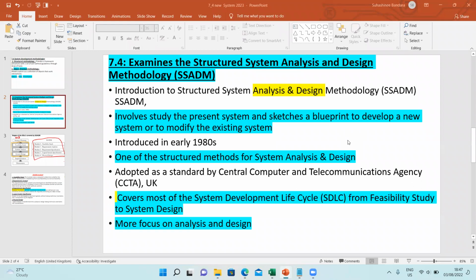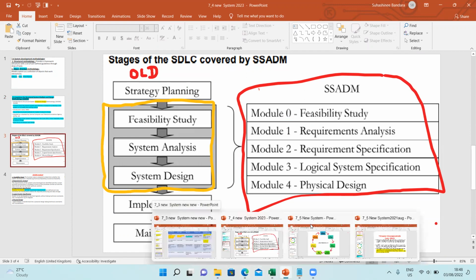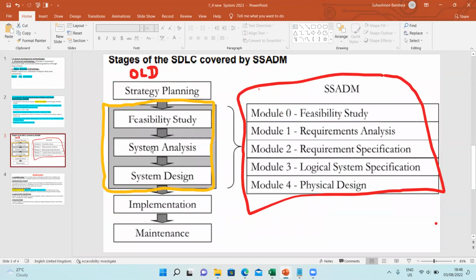Okay, next one. Now we are going to discuss the structured system analysis and design methodology. This is the life cycle which they have given in our new syllabus, so you can remember it. In this life cycle, the investigation, system analysis, and design parts are there. Here, structured system analysis and design mainly focuses on the feasibility study, system analysis, and design.